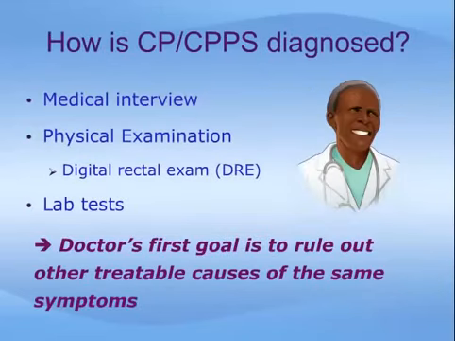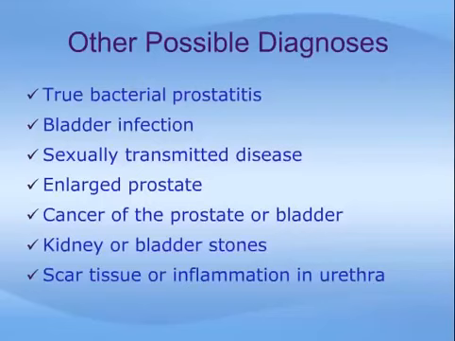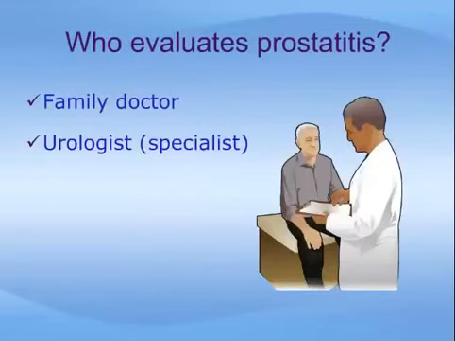Chronic prostatitis chronic pelvic pain syndrome is diagnosed using a combination of a careful medical interview, physical exam, including a digital rectal exam or DRE, and lab tests. The doctor's first goal is to rule out other treatable causes of the same symptoms. Other such possible conditions which may mimic chronic prostatitis include true bacterial prostatitis, a bladder infection, a sexually transmitted disease, an enlarged prostate, cancer of the prostate or bladder, kidney or bladder stones, and scar tissue or inflammation in the urethra.